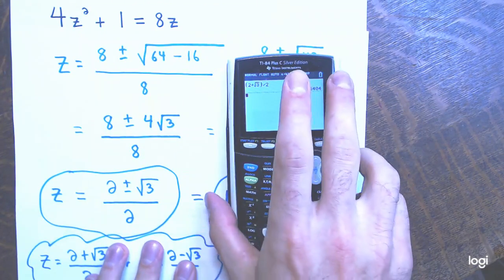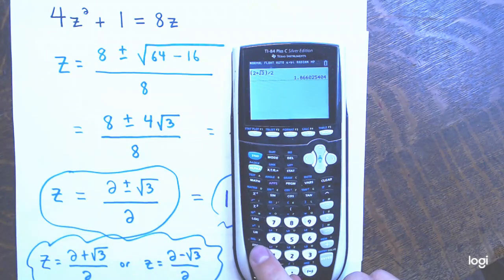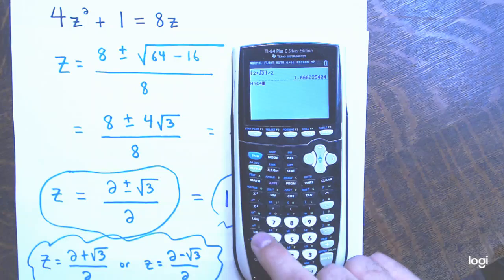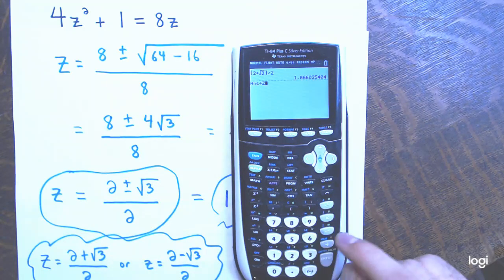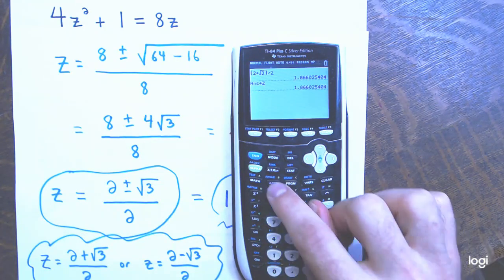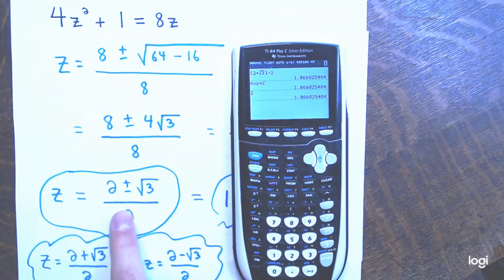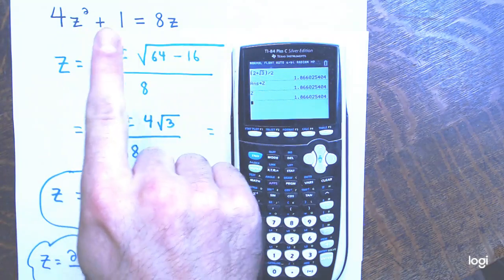I'm going to store this. There's a feature in a lot of calculators where you can store a previous answer as a letter. I'm actually going to store it as z, using the alpha feature. So now every time I enter the letter z in my calculator, that's the number that pops up, 2 plus the square root of 3, and then divided by 2. And let's see if it actually makes the original equation true.